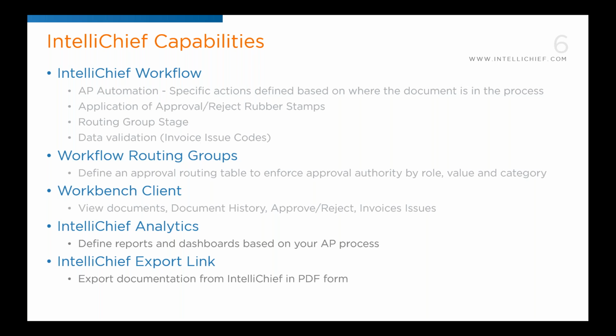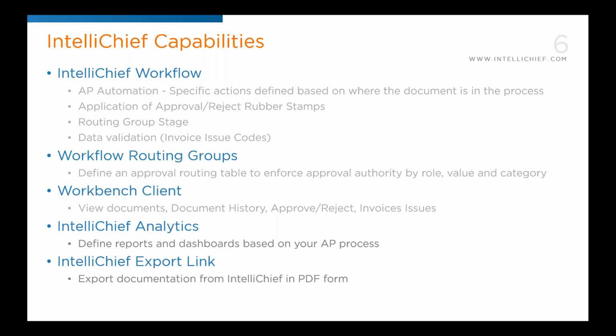Beyond that, our Workbench client, which is really the window into IntelliChief. There you can view the documents, you can look at that all-important document history that shows you the full audit history of everything. You can see what invoices have been approved and rejected, and again, you can get that visual indicator of a rubber stamp if that's enabled. Next to that we have our IntelliChief Analytics capability, which allows you or your users to put together reports specific to what an auditor might want to see, or to show that you've got the controls that, beyond just working in IntelliChief, you're monitoring the activity associated with your business process.